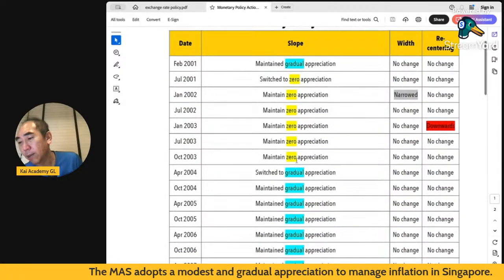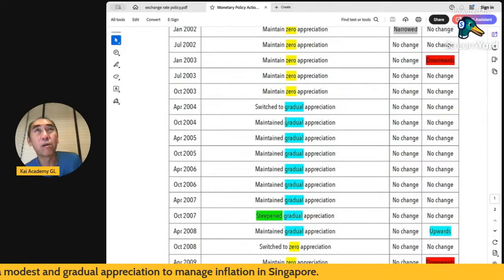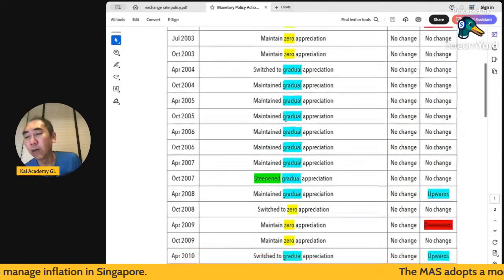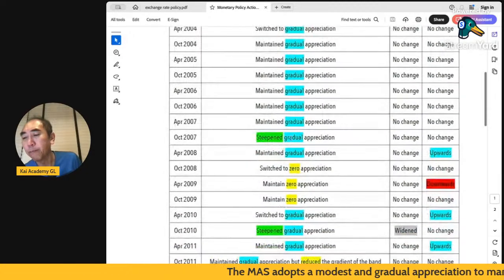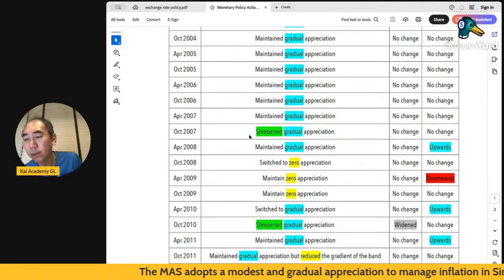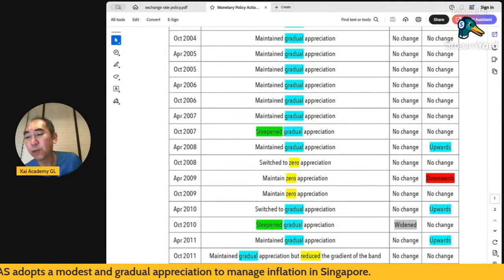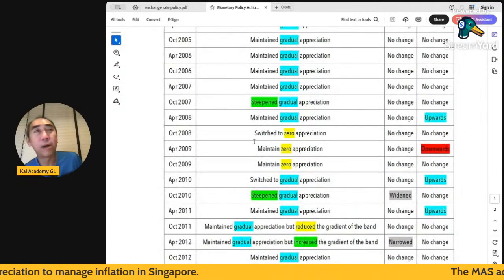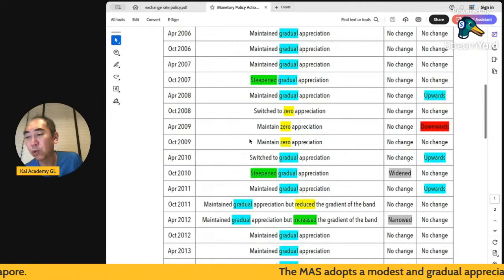Other than that, you can see that once we go back to 2004, when the economy goes back on track, then inflation starts coming back. The MAS started to gradually appreciate the Singapore dollar again. So it became a gradual appreciation all the way to 2007, where a slightly elevated inflation rate even saw the MAS steepen the gradual appreciation in October 2007. But then eventually we got hit by the global financial crisis of 2008 and 2009. This is where the MAS switched to zero appreciation again.